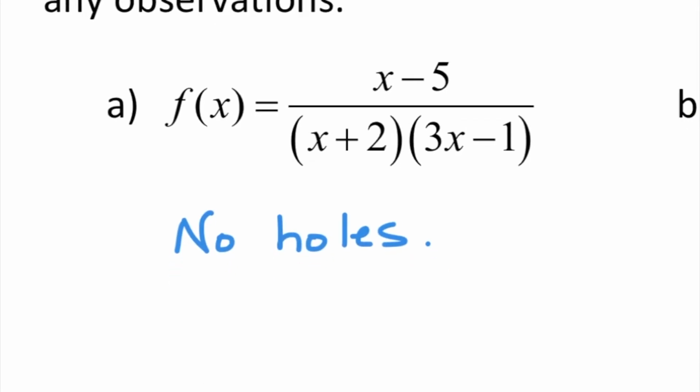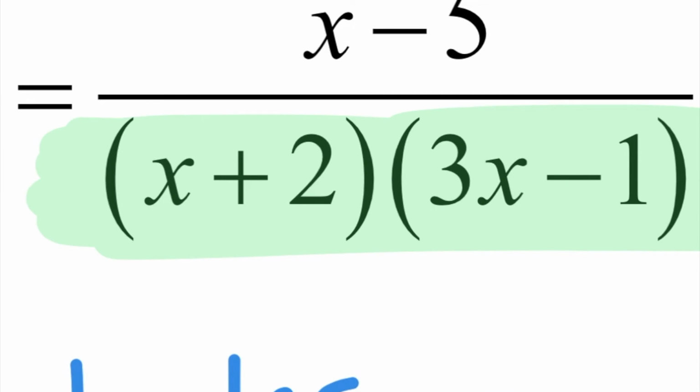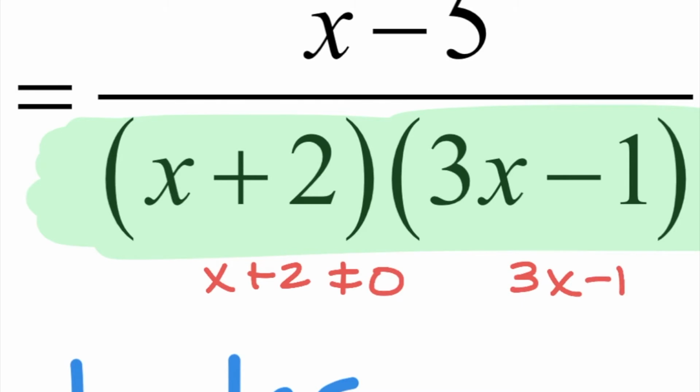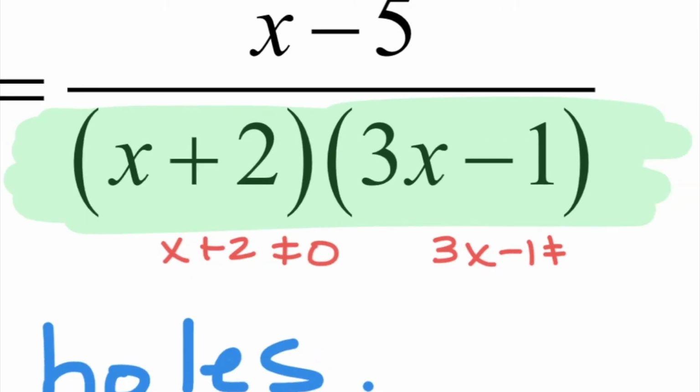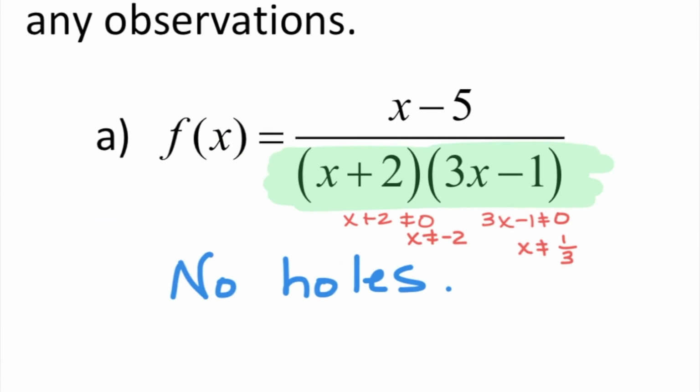And then if you want to look for the vertical asymptotes, you have to set the denominator equal to 0 or say not equal to 0. So here I'm going to say, okay, x plus 2 can't equal 0, and 3x minus 1 can't equal 0. So x cannot equal negative 2, and x cannot equal 1/3.